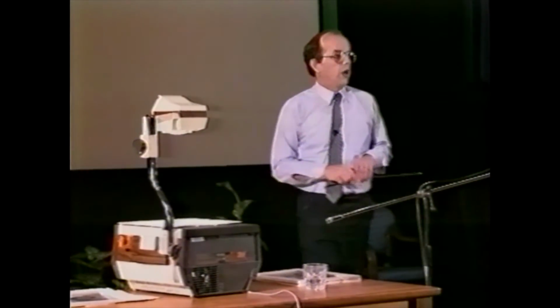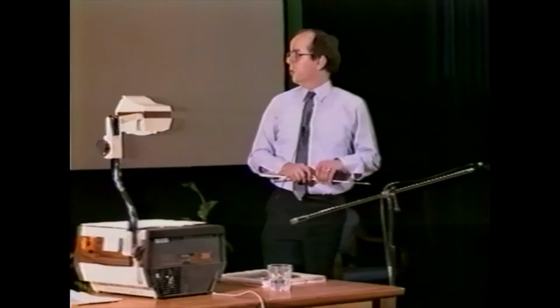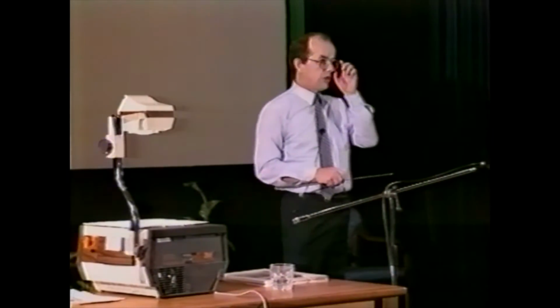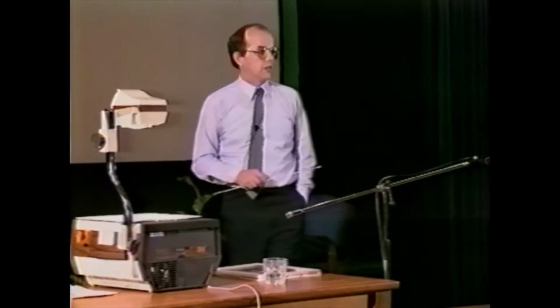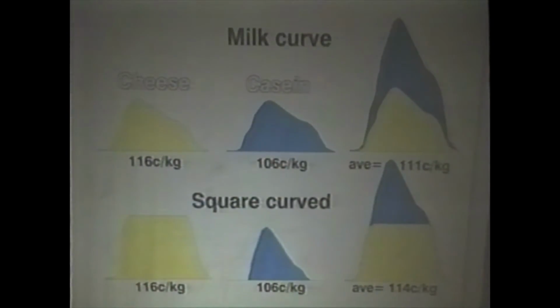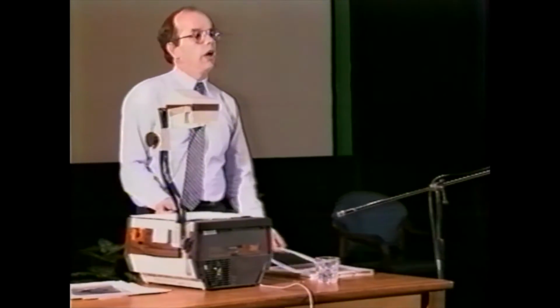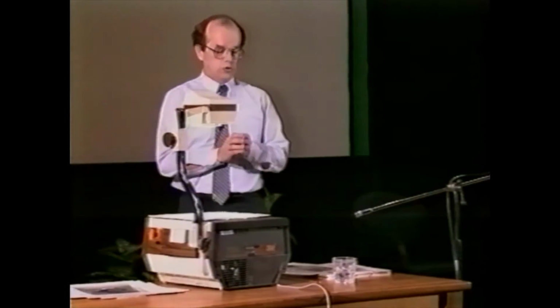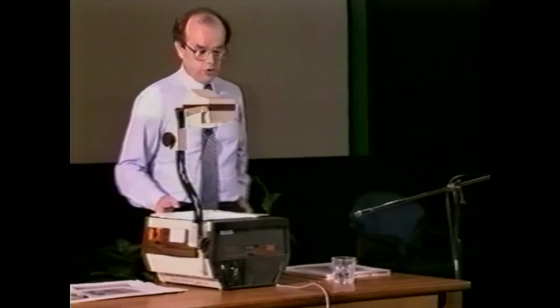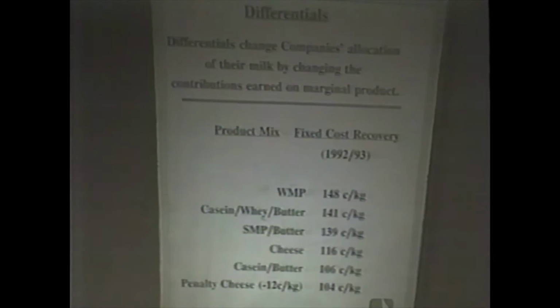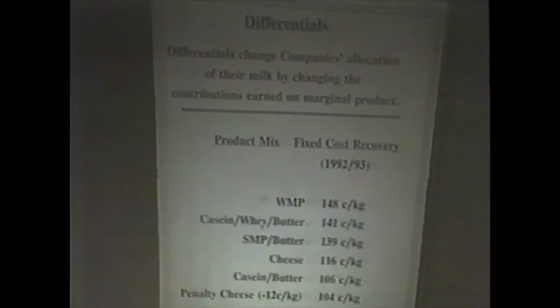That's not very dramatic. Going back a couple of seasons, the difference between cheese and casein was 35 cents. Now it's a mere 10 cents. It's closing the gap, but that is what is driving companies in allocating their milk. And we alter that in order to get the product mix that the board wants. The way in which we alter it is by changing the order of the fixed cost recoveries that I put up earlier, by imposing differential penalties on product that we don't want.